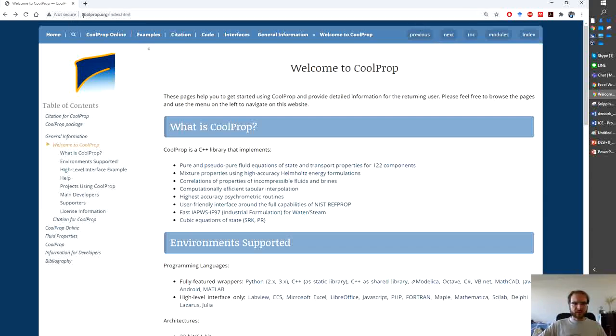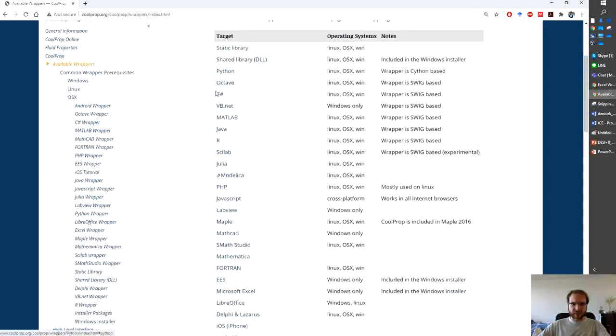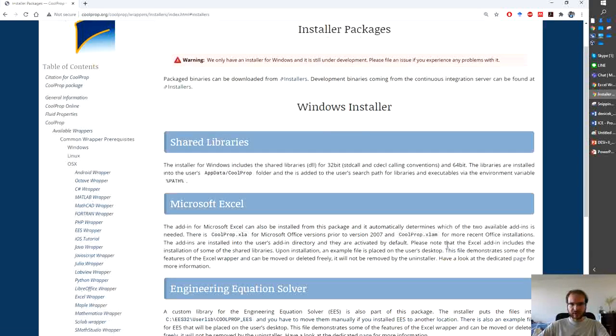So you can find the coolprop.org website, which is obviously designated to this CoolProp database and interface to other programs. And for installation, we can go to the interfaces. Then here you can see the range of the target programs, where for us probably the most important, and most of you will use, Microsoft Excel, where we have a direct link to the installer.